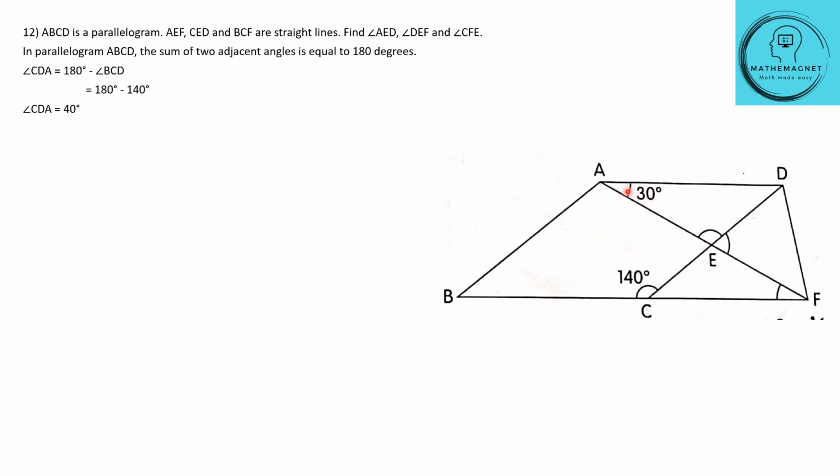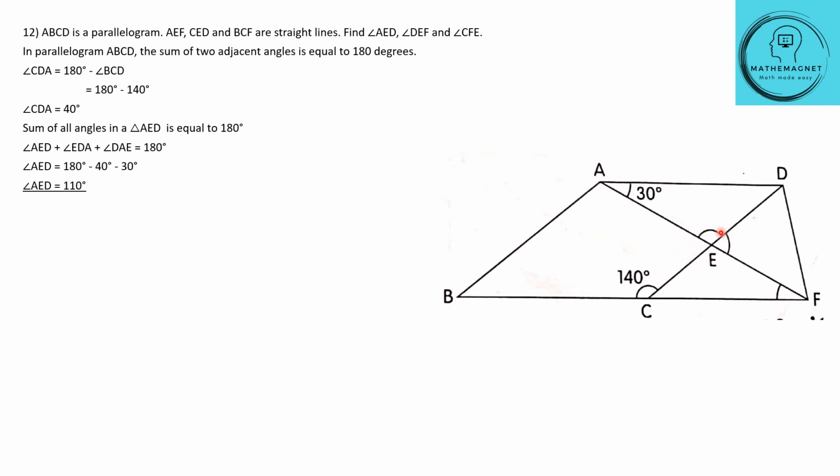Now we know this angle, we know this angle. We can consider AED as a triangle. So the sum of all angles in triangle AED will be equal to 180 degrees. So angle AED will be 180 minus 30 minus 40, which is 180 minus EAD minus EDA, equal to 110. Now we have found one of the angles being asked in the question, that is angle AED.